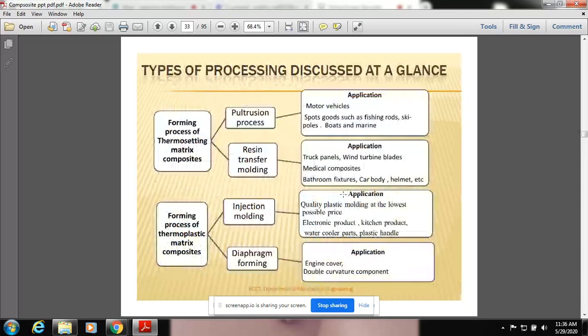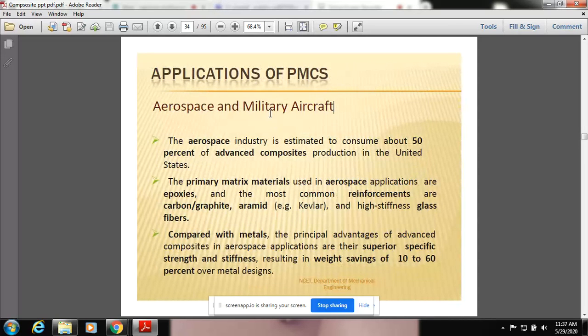Just now I mentioned automobiles, cars, everything. Electric products and kitchen items come under domestic, and bathroom fixtures also come under domestic, right? We can go for any kind of area, but the major application of PMC is aerospace and military aircraft. Why do you need PMC for aircraft and space?